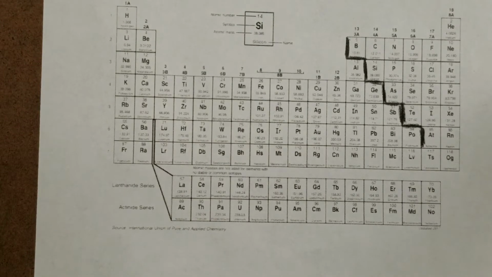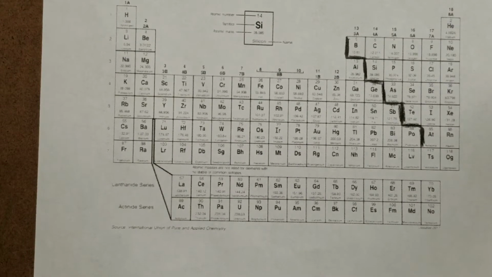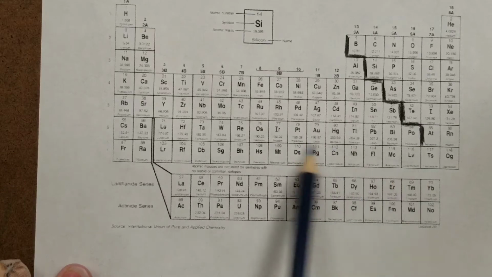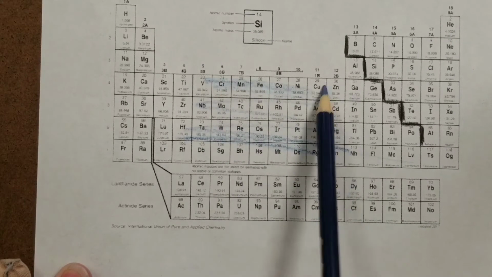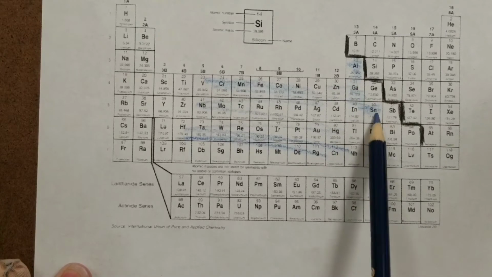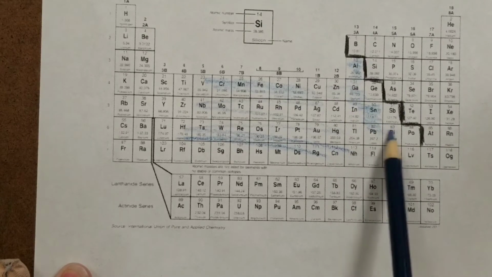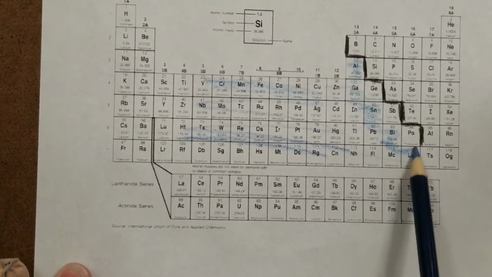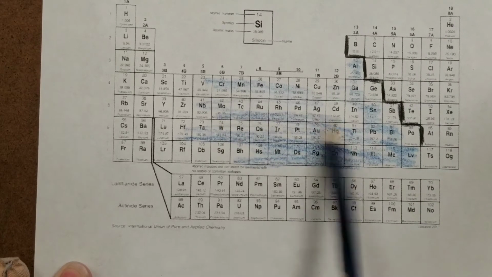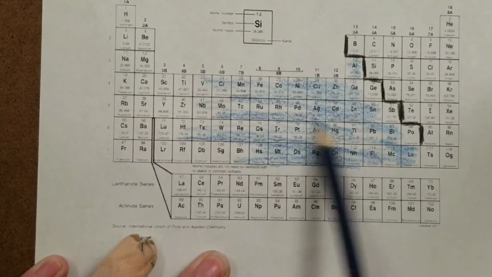So it said to color the elements that are metal blue. I'm gonna find a blue colored pencil. So we're gonna color everything on the left blue. So all of this, color aluminum, leave germanium and antimony, polonium, leave those not colored right now. Everything else is going to be blue.